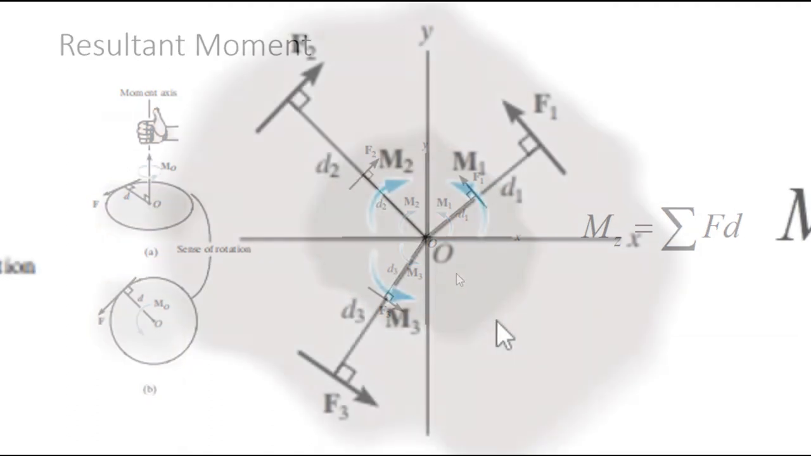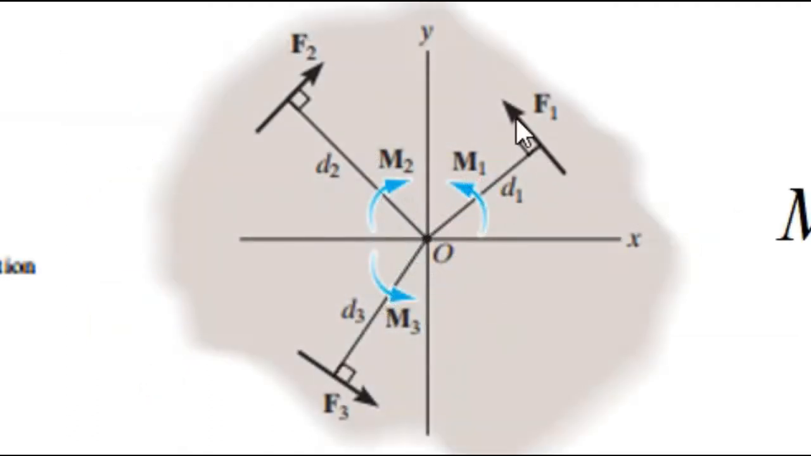What if there is more than one force? It's still the same. Force 1 first. This is perpendicular distance 1. So moment 1 is equal to force 1 times distance 1. But take a look. The rotation of this force from this point O is counterclockwise, so that is negative. How about force 2? Force 2 is rotating clockwise, so it's positive. So force 2 times the perpendicular distance 2 would be equal to moment 2, and that would be positive.